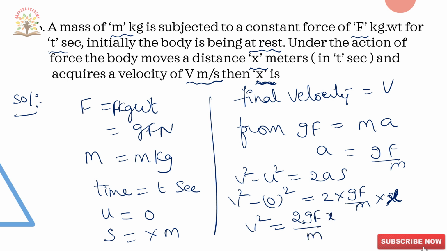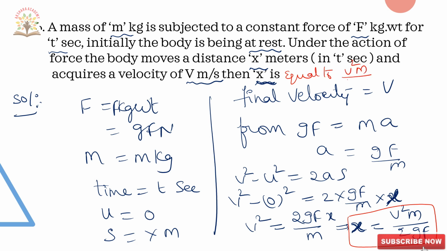Now we have to calculate the x value. Taking cross multiplication, x is equal to v square into m by 2gF. This is the final answer. Therefore x is equal to v square m by 2gF. This is the final answer.